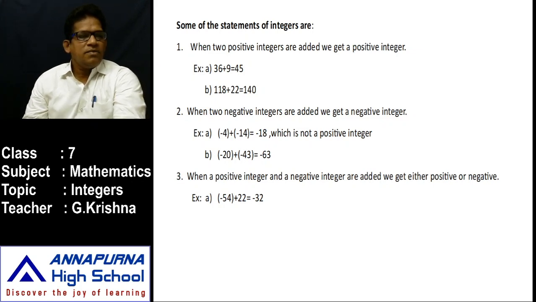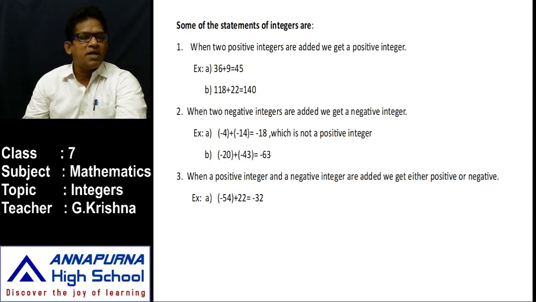First, subtract them as whole numbers, and put the sign of the bigger integer. That's it. That means the bigger integer is decided by ignoring the signs of the two integers. So here minus 54 plus 22. Subtract them as whole numbers, 54 minus 22, which is equal to 32. Ignore the signs of both integers, 54, 22. What is the higher value sign? Minus. Therefore, you put the minus sign.